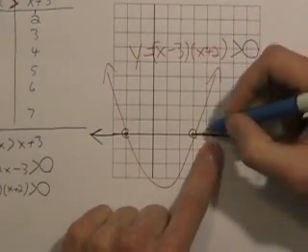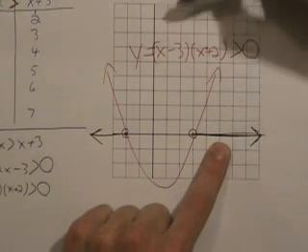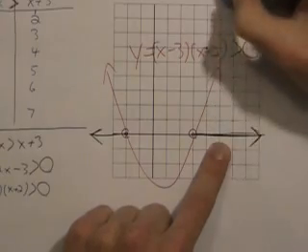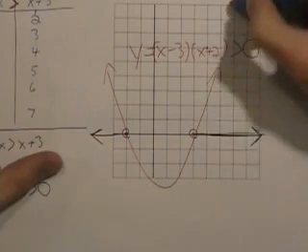But that's going to happen with every number that's greater than 3, right? If I plug in 5, I'm going to get 2 times 7, which is 14. So that's way up here. And the reason that it's a solution is because it's plotted above the axis.